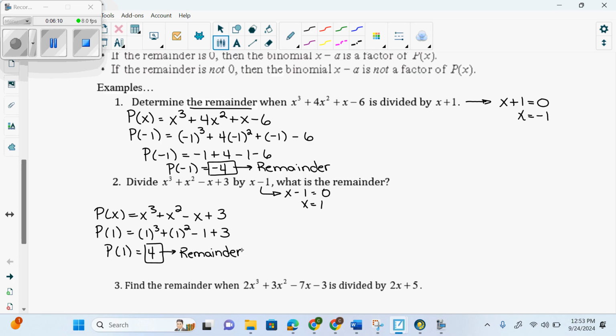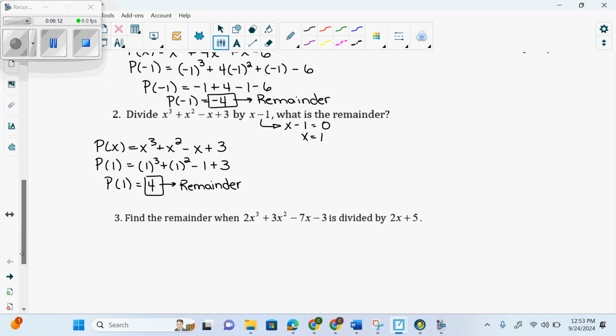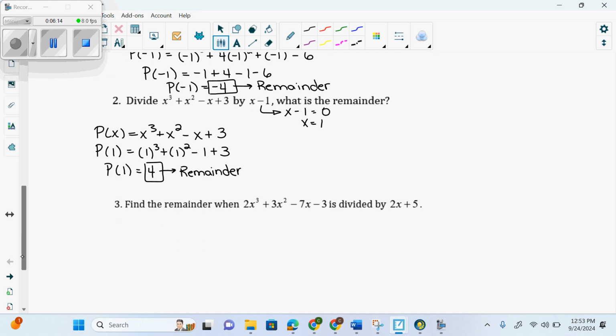Okay? All right. We want the remainder with 2x plus 5, so we're going to have to solve that one out, correct? Yeah. So we're going to get a fraction. 2x plus 5 equals 0. 2x equals -5. Divided by 2, x equals -5/2. I get a -5/2.